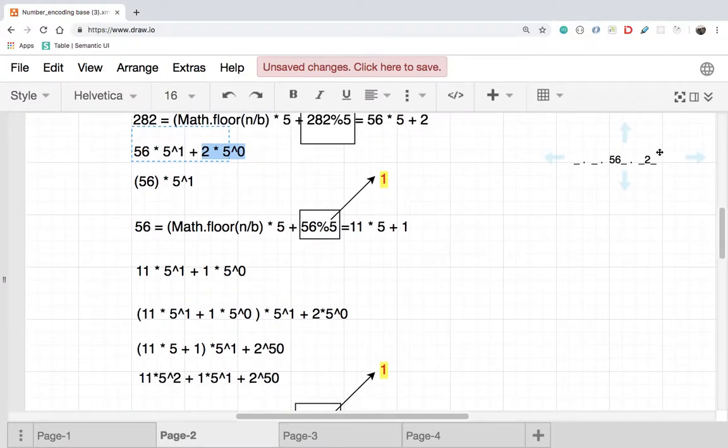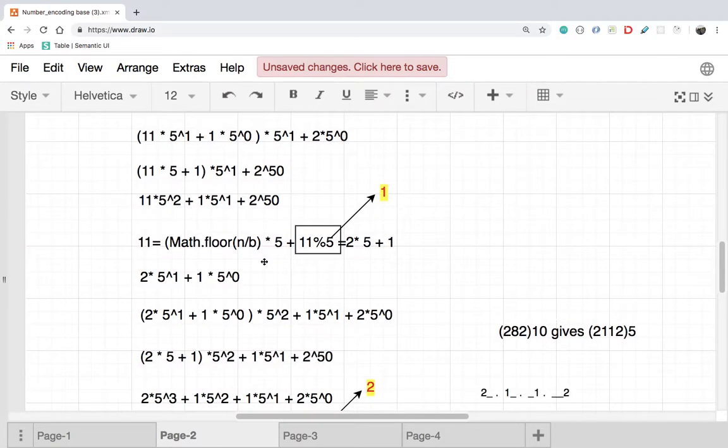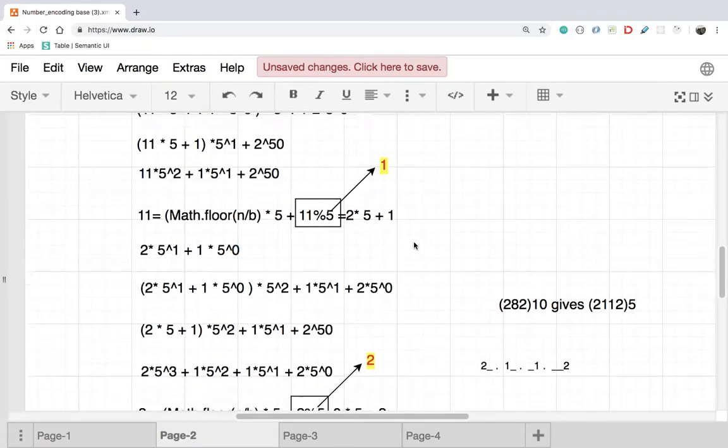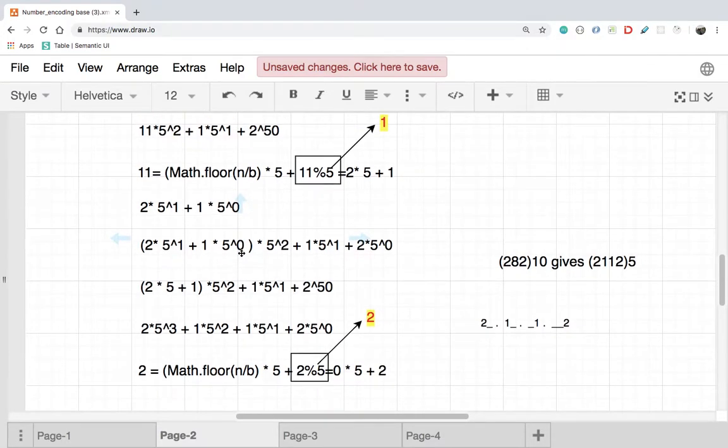Now we have 2 in the 0th place and we have 1 in the 5 power 1th place, and we have 11 now. Again 11 is a big number, so let's break it down too. When we break it down we get 11 is equal to Math.floor(n divided by b) into 5 plus 11 modulo 5, which is equal to 2 into 5 plus 1. Rewriting it as 2 into 5 power 1 plus 1 into 5 power 0.